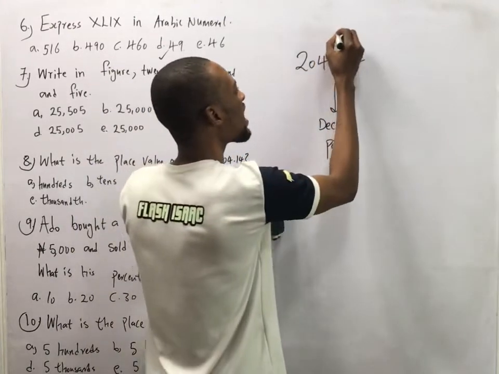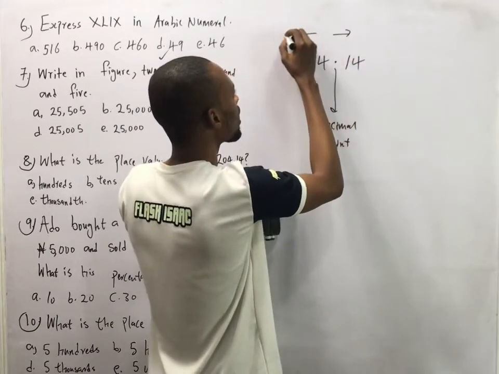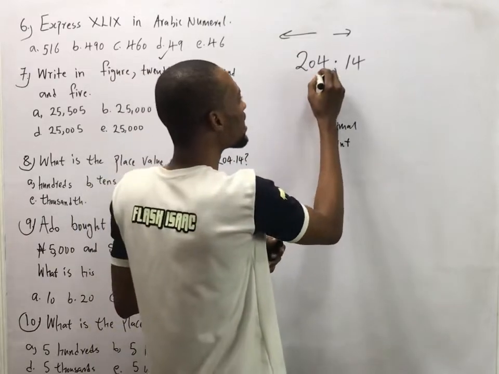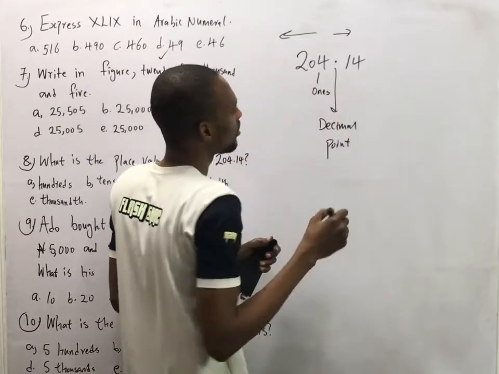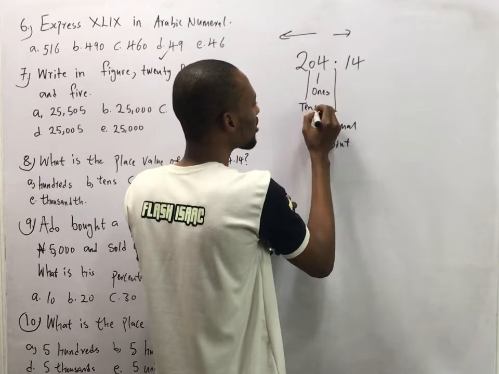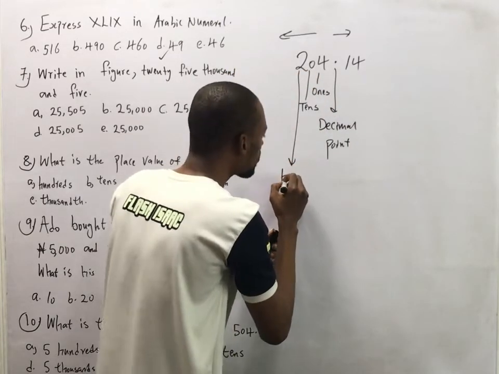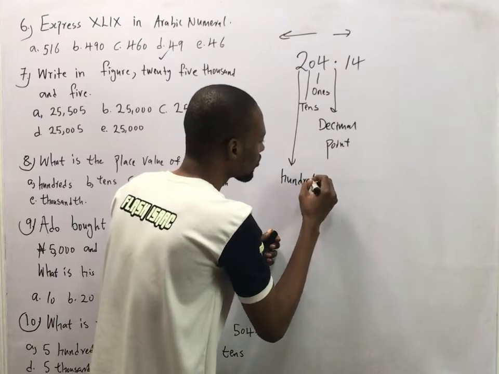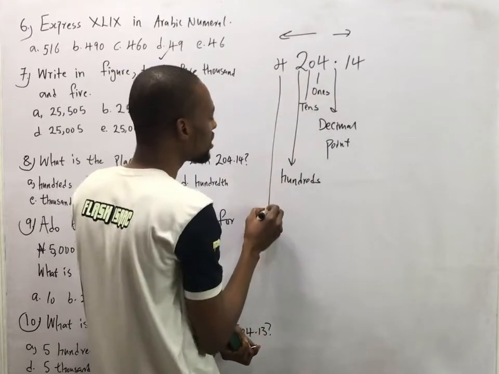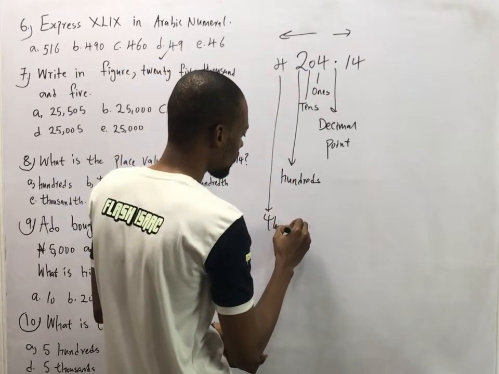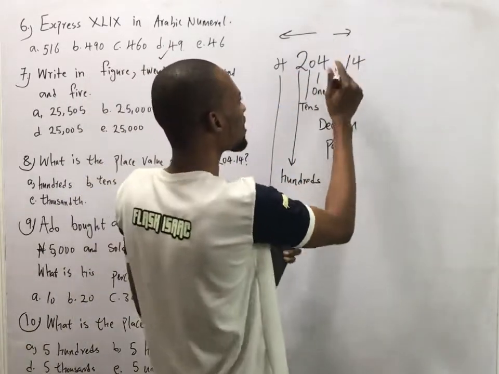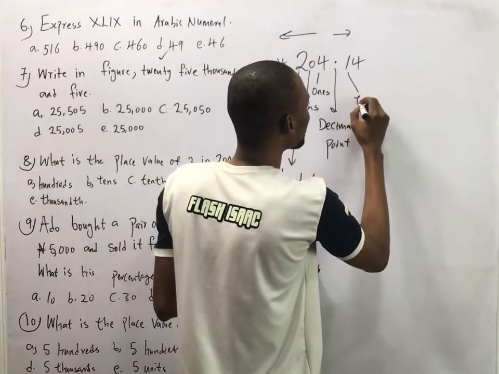Now, from the decimal point, we have to your right and we have to your left. When you start counting this way, starting from here, this is ones. You can call it ones or units. The second one is tens. The third one is hundreds. So if there is another value, for example, if there is another value 4, 4 will be thousands. Okay? Now, when you are counting the other way, this first one here is tenth.